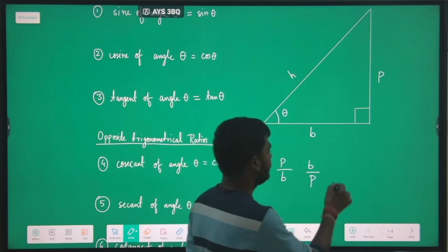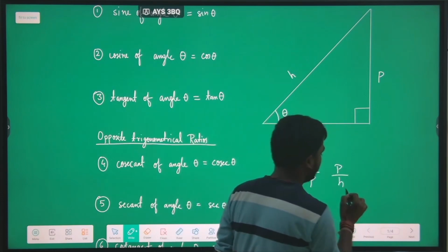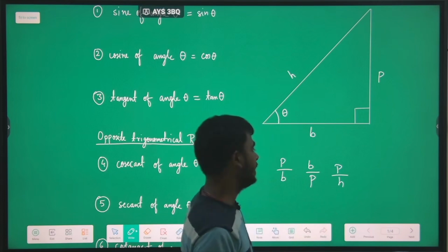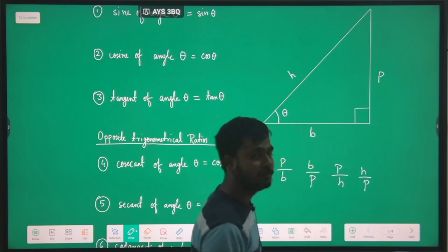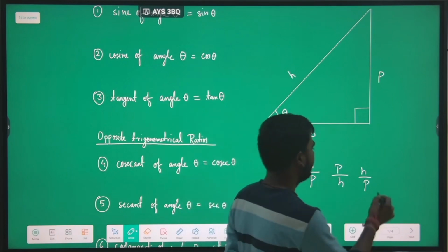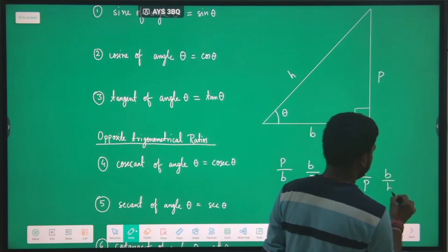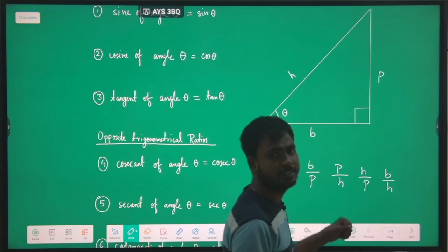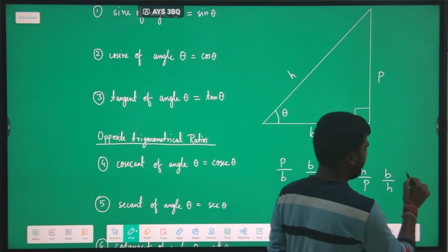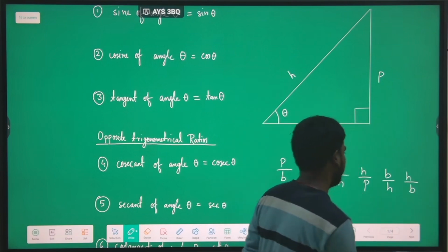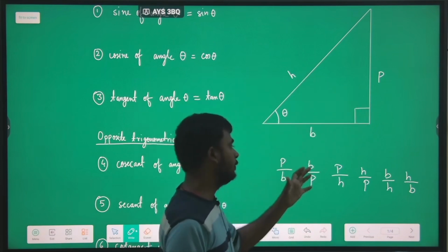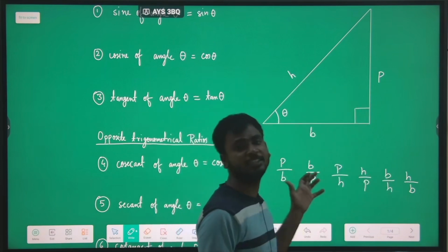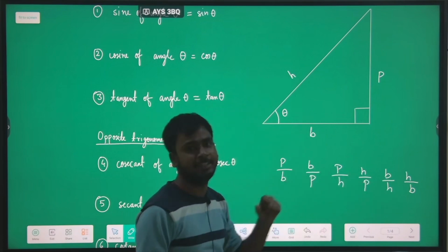If we are taking P and H, it will be P upon H. If we are taking H and P, it will be H upon P. Similarly, when we take B upon H, it will be B upon H, and when we take H and B, it will be H upon B. So from these three sides, H, B and P, we can make six ratios.